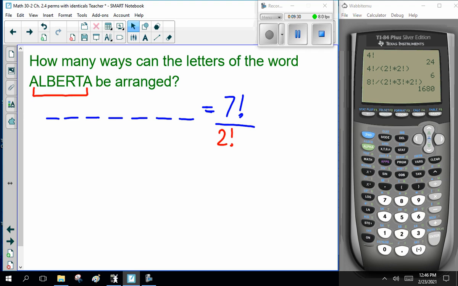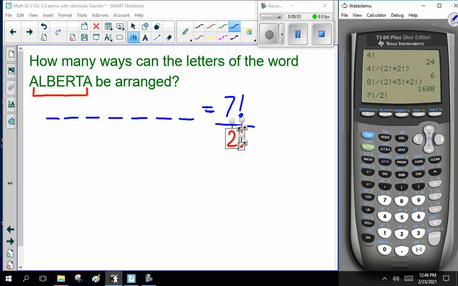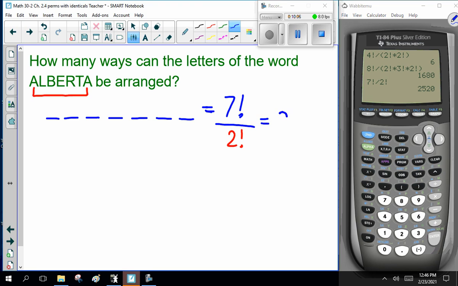Okay. So what is 7 factorial divided by 2 factorial? 7 factorial divided by 2. Now, as I said before, 2 factorial is 2 times 1 or 2, so you just cheat and say divided by 2. But I want you to get in the habit of doing 2 factorial because pretty soon you get an example where there's 3, and you divide by 3 factorial. Anyway, 7 factorial divided by 2 factorial is 2,520. Okay. So far so good? Good.